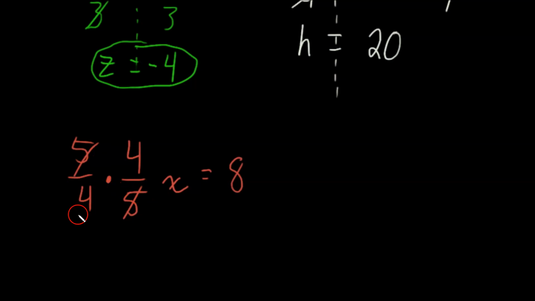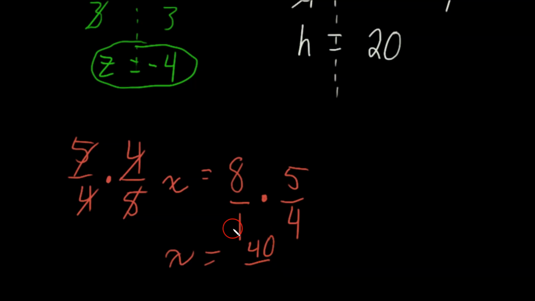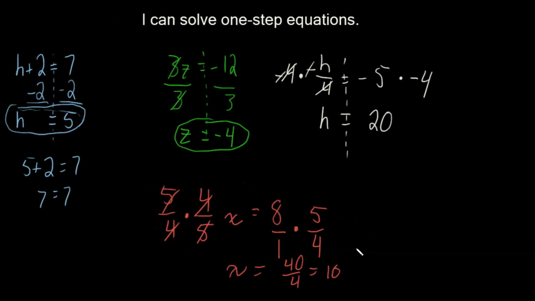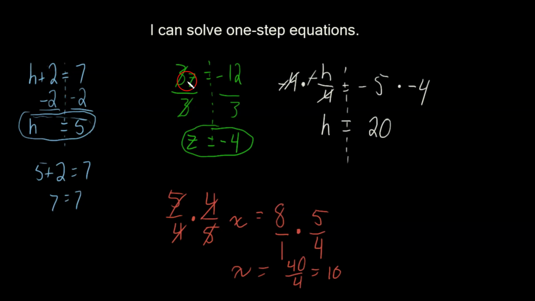These 5s cancel each other out. These 4s cancel each other out. And we also have to do that on this other side. So we multiply by 5 over 4. Let's put the 8 over 1. And so now we get x equals 8 times 5 is 40 over 1 times 4 is 4. 40 divided by 4 is 10. So we have our answer of x equals 10. So those are just 4 different examples. One was using addition, one multiplication, one division, and another with multiplying by a fraction. So by now you can say I can solve one-step equations.